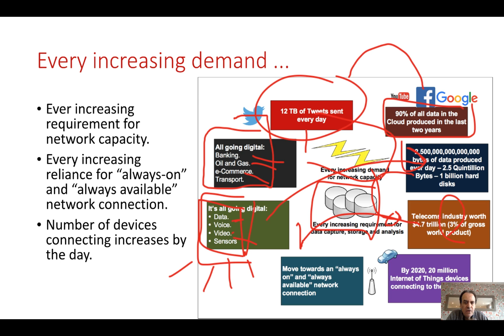And all along with that, we're also looking at creating an always-on infrastructure. We want the network to be there all the time, and it's always available. So we're continually using it. We're continually making sure that the network is still there. And by 2020, we'll have a whole lot of new devices which are connecting to the internet, such as 20 million Internet of Things devices connecting into the home, into control systems and so on. So the amount of devices connecting to the internet are increasing every single day.